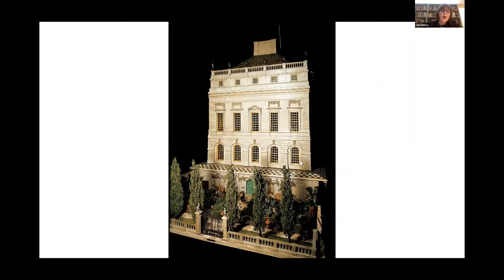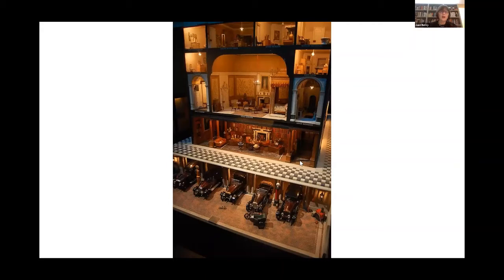Here we have the doll's house from the inside. And you can see the extraordinary detail of all of these rooms. On the ground floor, there are the king's cars, which are all in the royal livery of claret and black, and many of them Daimlers. And then above that, there is the library, and then the queen's bedroom.